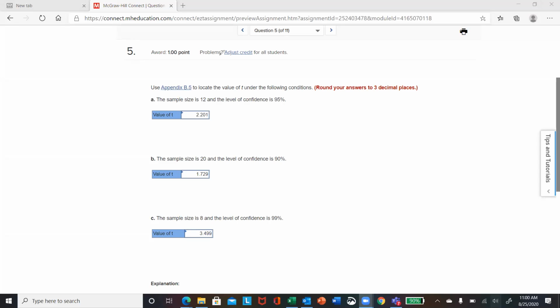So typically, with the t distribution table, you use what is called the degrees of freedom, which is defined as sample size minus 1. So in the first one, the sample size is 12, and the confidence level is 95%. There'll be a column called DF, degrees of freedom, which is your sample size minus 1. And then in Appendix B, there's a column for confidence intervals, and you want to find the one at 95%. So let me show you that.